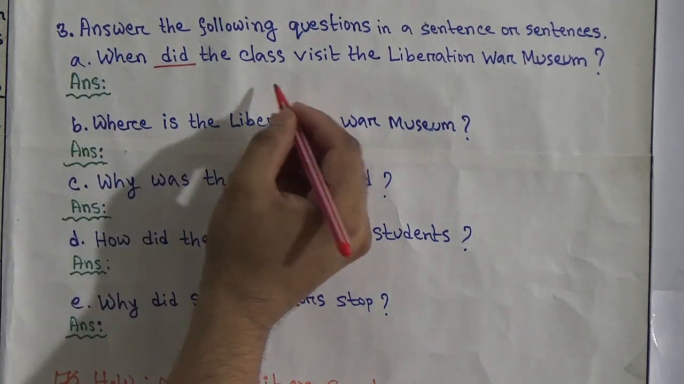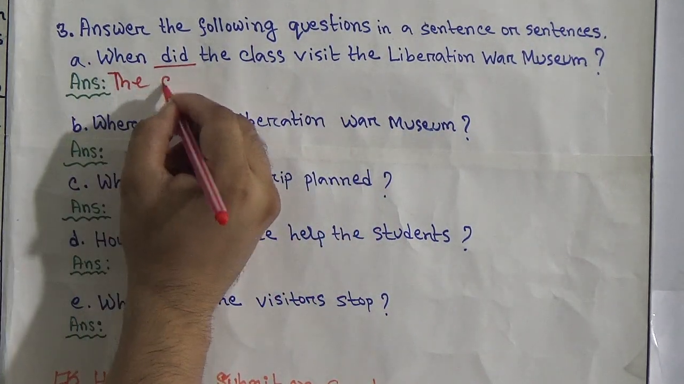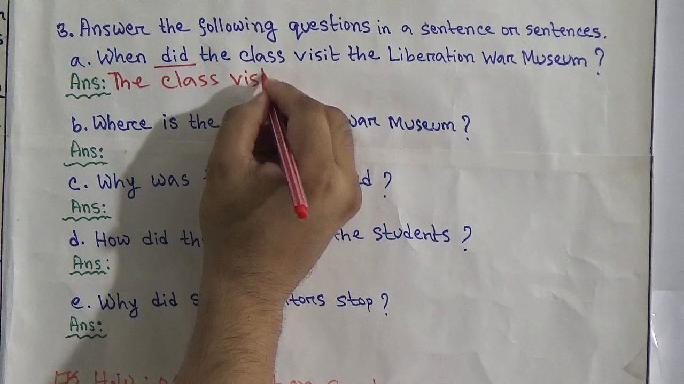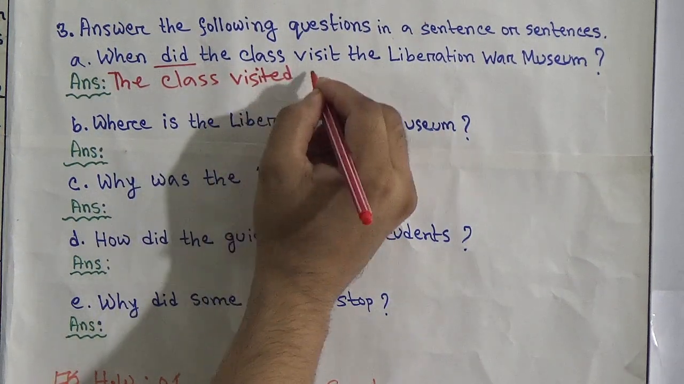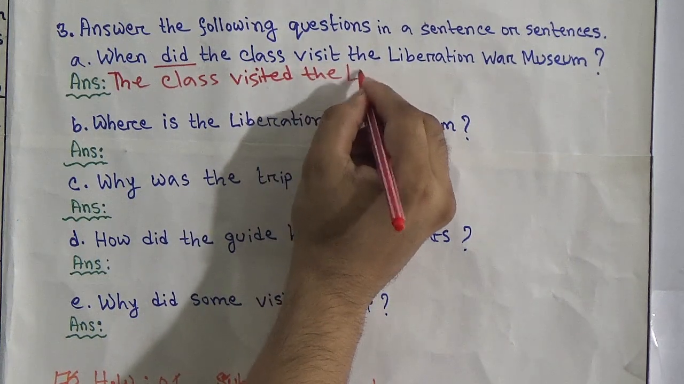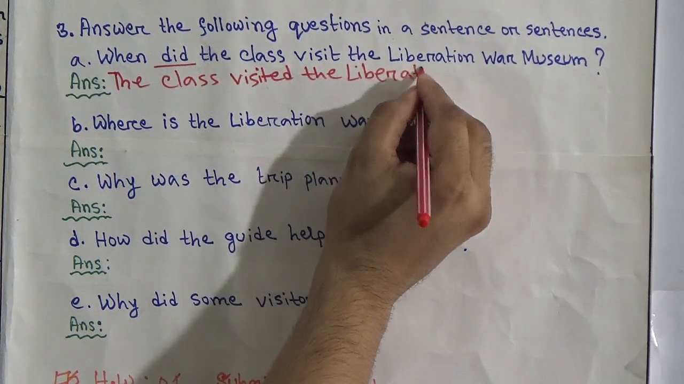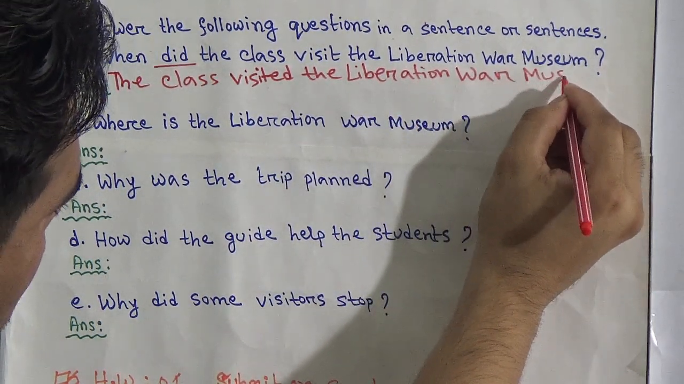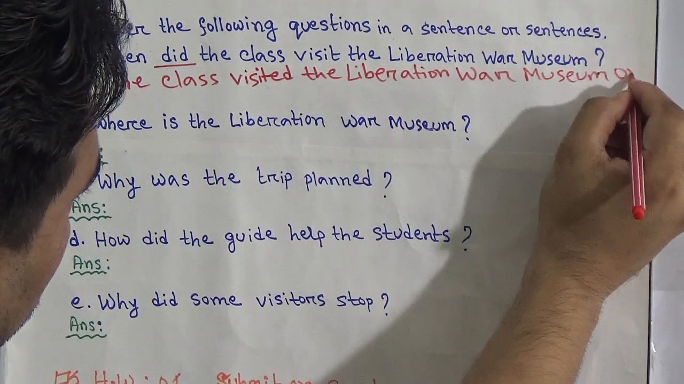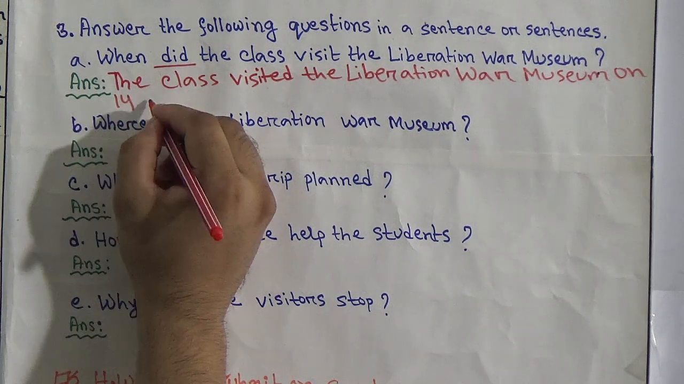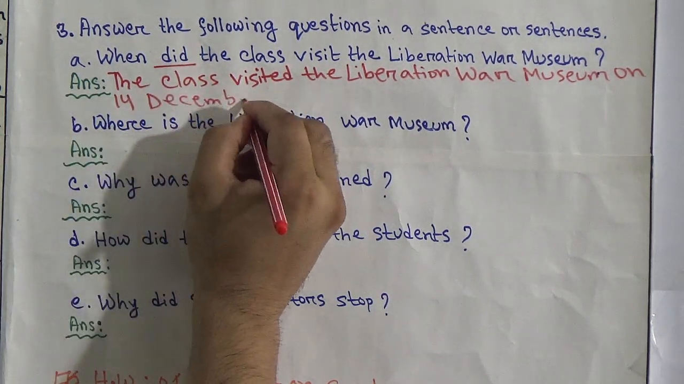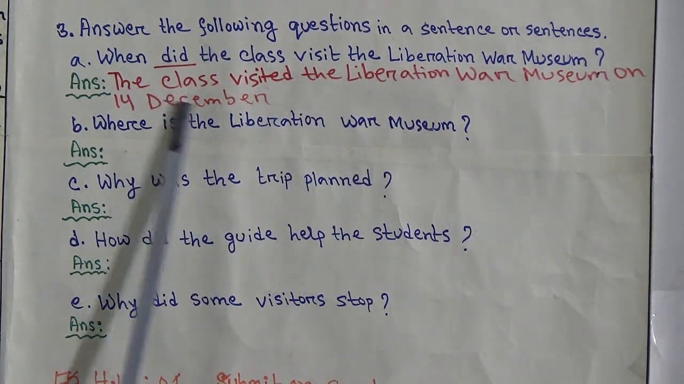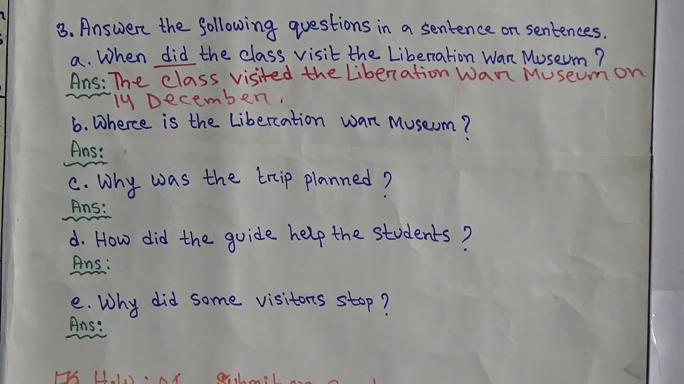So write first the subject here, the class, then write the main verb, visited. The class visited where? Visited the Liberation War Museum. When? On 14 December. Okay. The class visited the Liberation War Museum on 14 December. At the end of the sentence, give full stop.